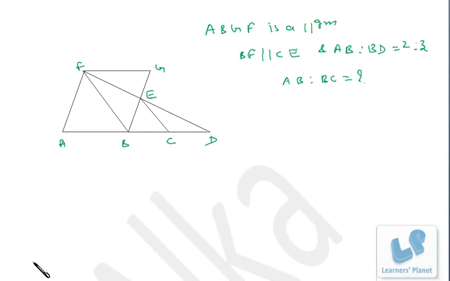Now let's try this problem. Here ABGF is a parallelogram that's given to us, and BF is parallel to CE, and AB to BD is given to us as 2:3, right? So this is suppose 2x, and from this point to this point suppose 3x, right?